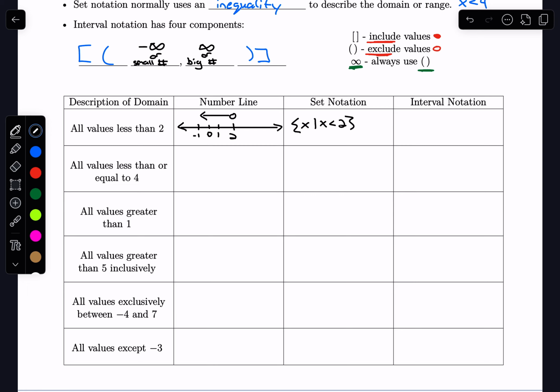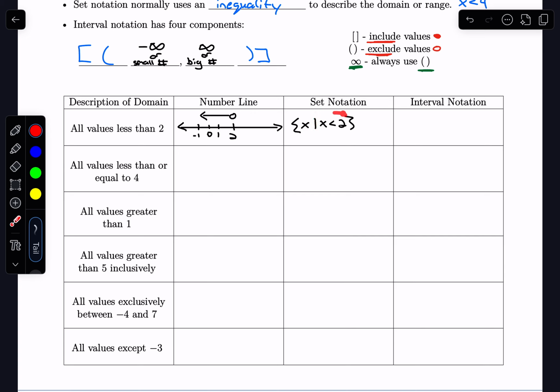Okay, so this is read as the set of all x. These squiggly braces tell you that it's a set. And then it's the set of what? Well, it's the set of all x's. Why all x's? Well, that's the variable we're referring to right now because we're talking about domain, and domain has to do with x's. So it's the set of all x. This vertical line right here means such that. Okay, vertical line means the words such that. So it's the set of all x such that x is less than 2.